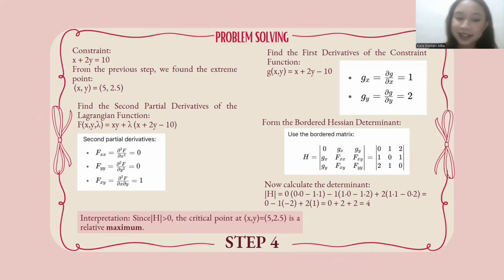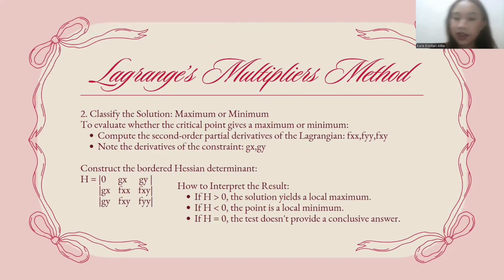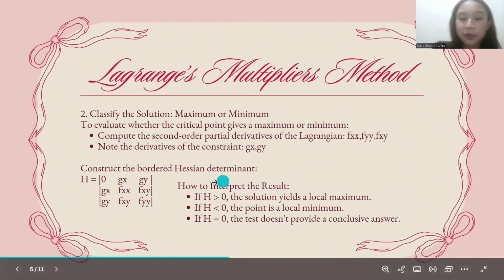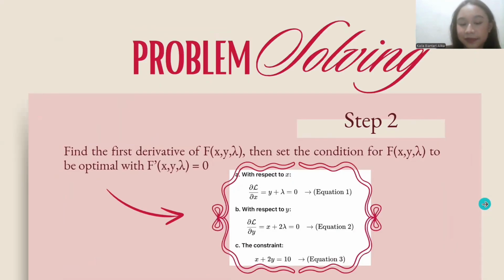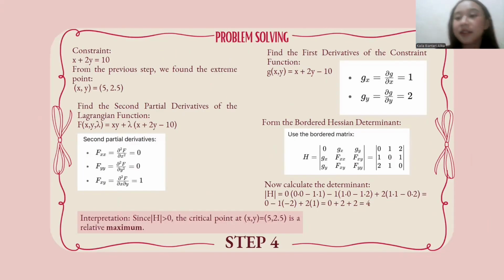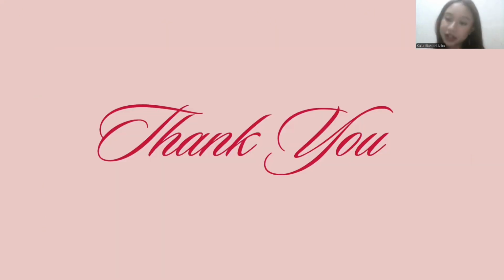Why is that? That results from this: if the determinant of H is greater than 0, the solution yields a local maximum. And that's our final answer. That's the end of my explanation. I hope it was clear. Thank you for listening. Wassalamualaikum warahmatullahi wabarakatuh.